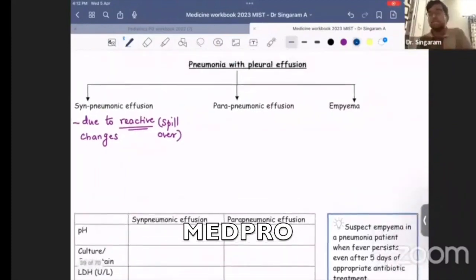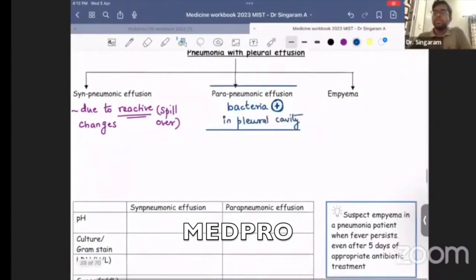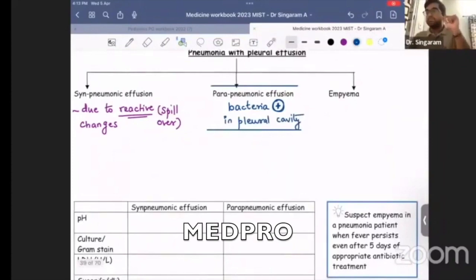Then what is the meaning of parapneumonic effusion? The parapneumonic effusion is here not only inflammation, even the bacteria. Think like it's a bacteria causing pneumonia. That bacteria itself entering into the pleural cavity. That's what I'm writing: bacteria plus in the pleural cavity. Even the bacteria enters into the pleural cavity, then it is called parapneumonic effusion. Are you able to follow this? Presence of bacteria or the organism in the pleural cavity is called parapneumonic effusion.